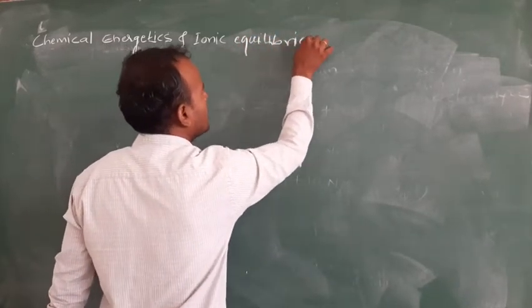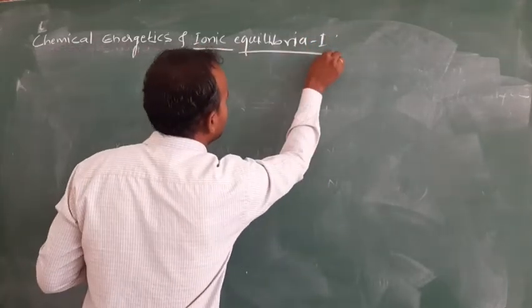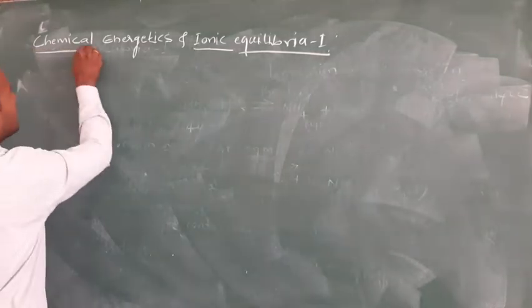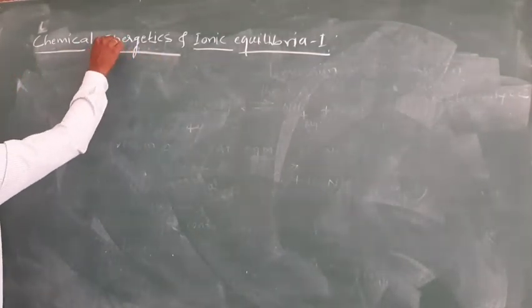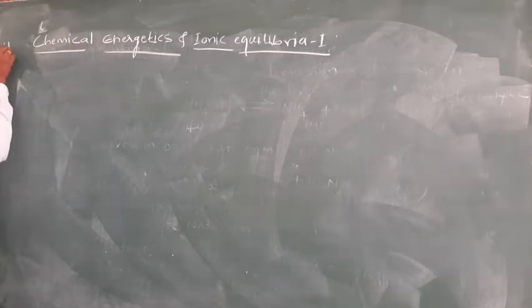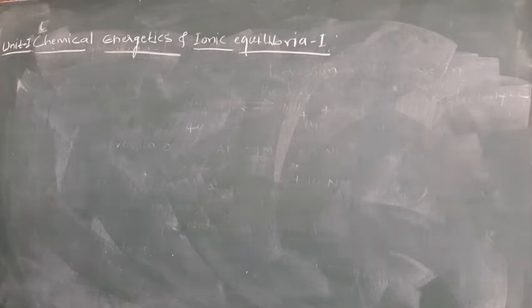And ionic equilibria 1. So now we have completed one of the important parts of this Unit 1, that is ionic equilibria part 1. Of course, ionic equilibria part 2 is there in the second unit.